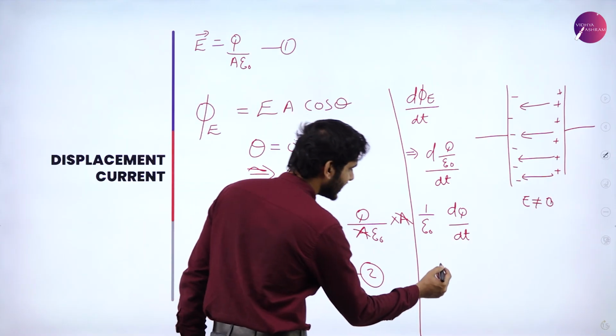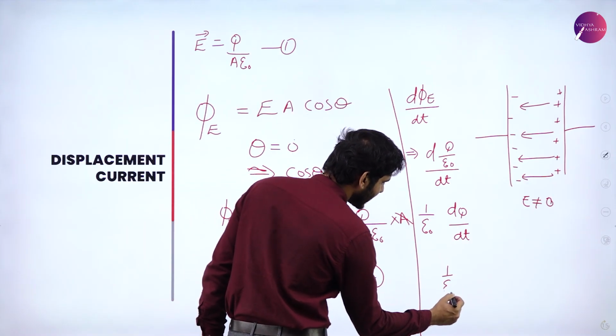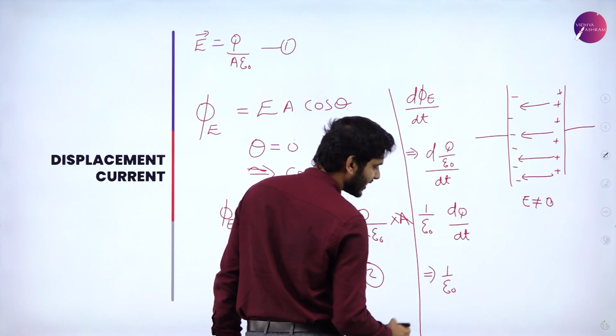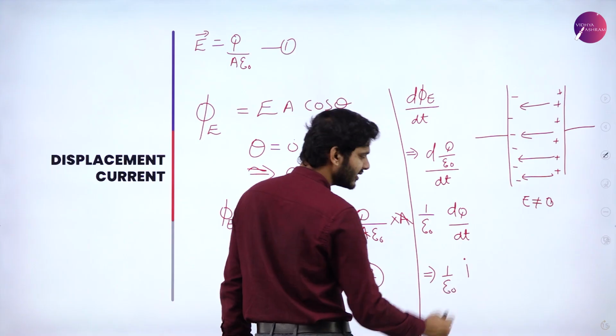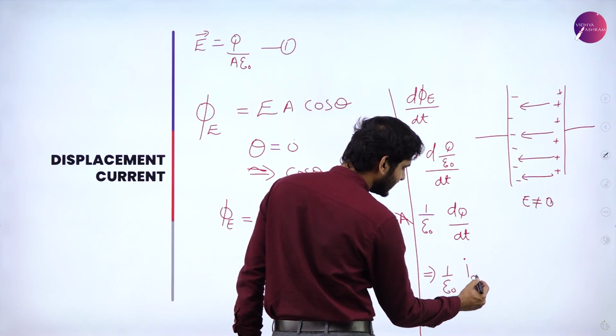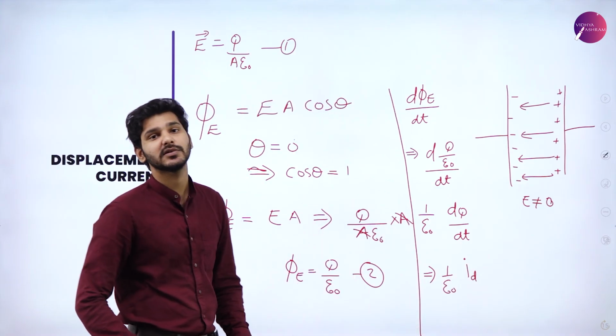So I can simply say that this will be equal to 1 by epsilon naught times dq by dt, which is I, but I'm going to call it I_D, that is displacement current.